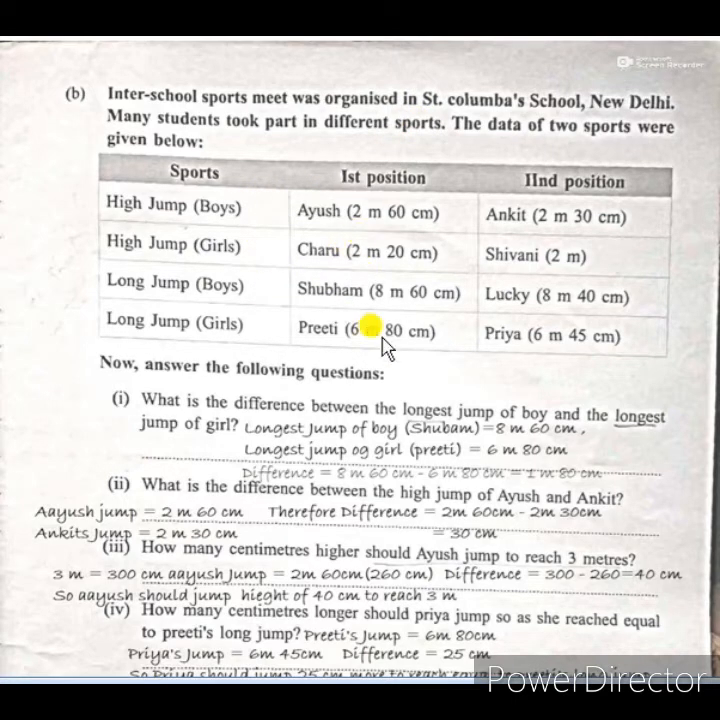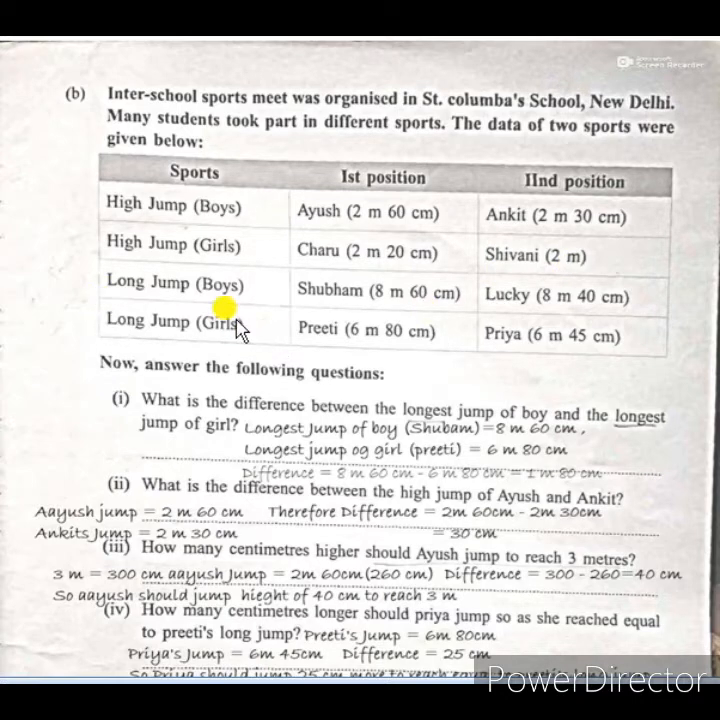Here we have given 5 questions. First we have to read the box or the data column. First event is high jump for boys and high jump for girls. Second is long jump for boys and long jump for girls. Here first position, second position, girls' names, boys' names are also given. In high jump for boys, Ayush came first. That is, his jump is 2 meter 60 centimeter, and the second position is Ankit, 2 meter 30 centimeter. And in girls' high jump, Charu came in first position, 2 meter 20 centimeter, and second position Shivani, 2 meter.